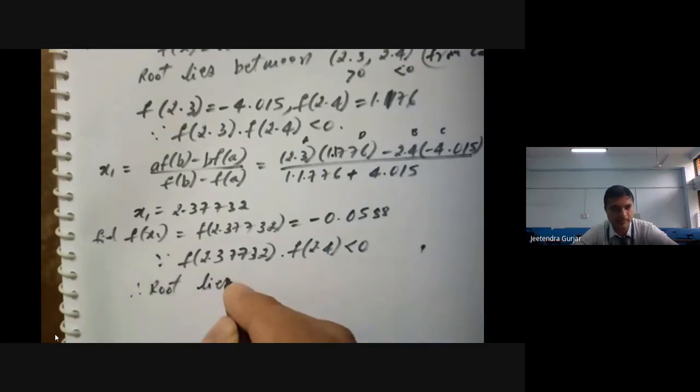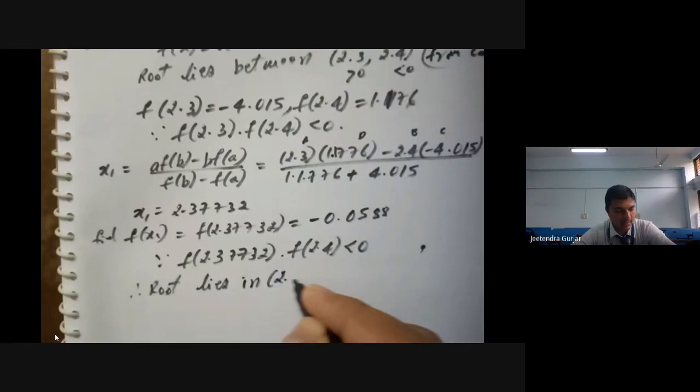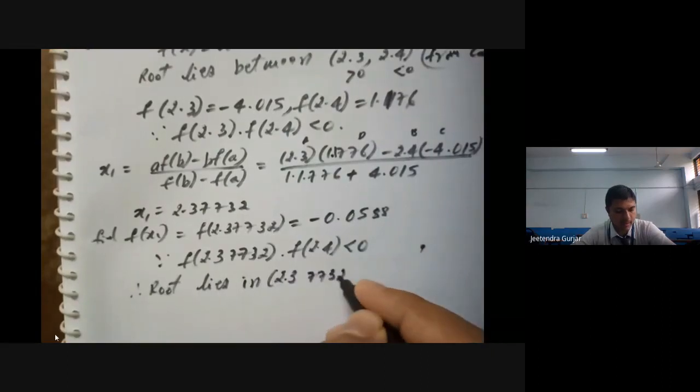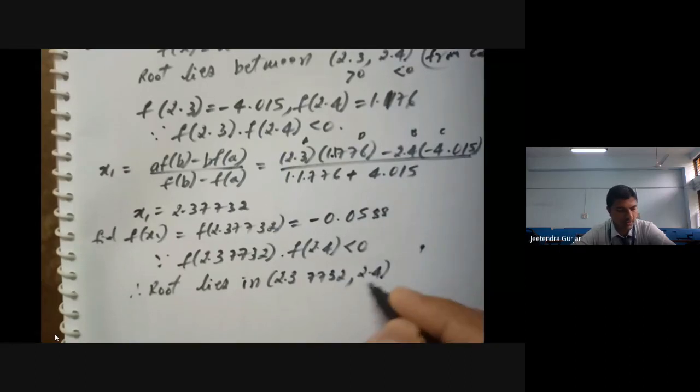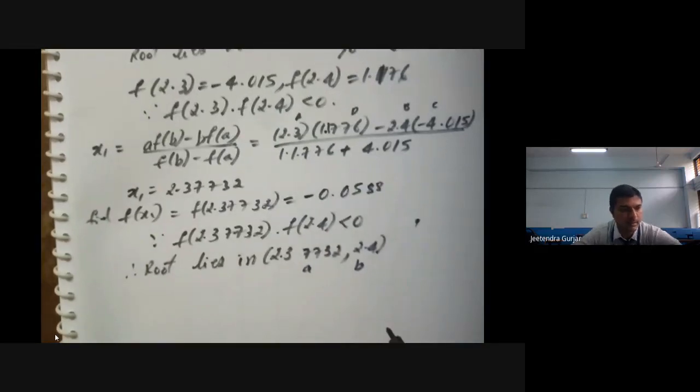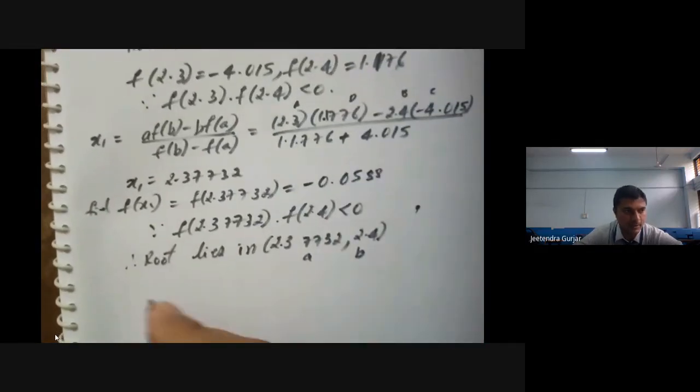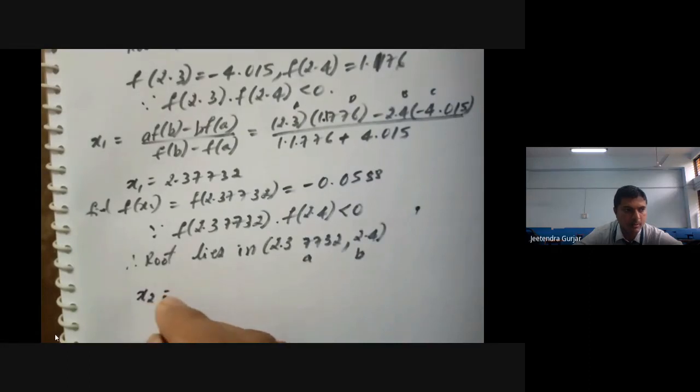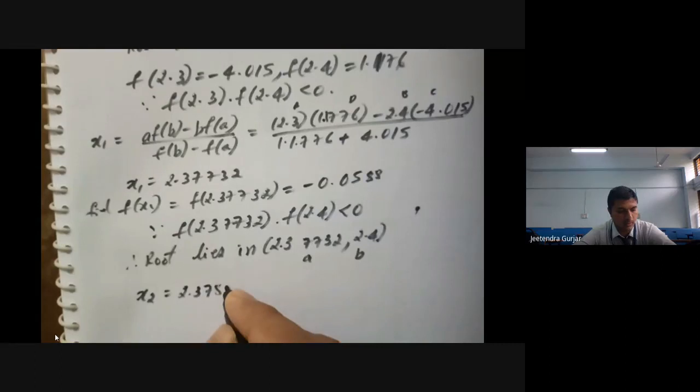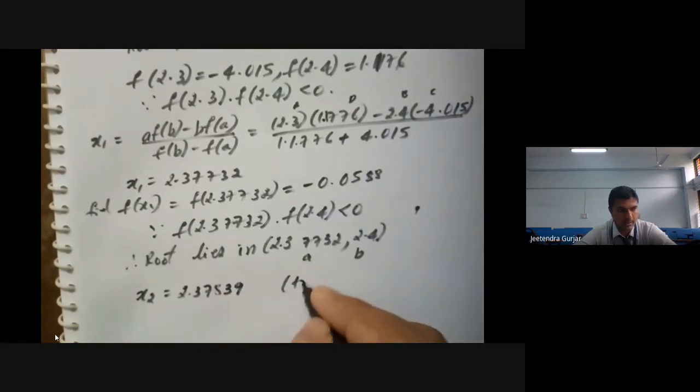This is what logically. Therefore, root lies in 2.37839832, comma 2.4. So this is our A and B. Then try to find now x2. So x2 is equal to, as I have shown in the x1 formulas, you can see, substitute the values, everything you know now. Just I will directly write the answer. X2 is equal to 2.37539. So try this yourself.